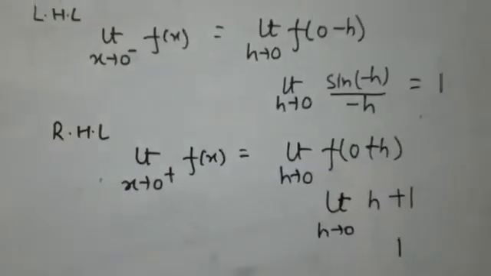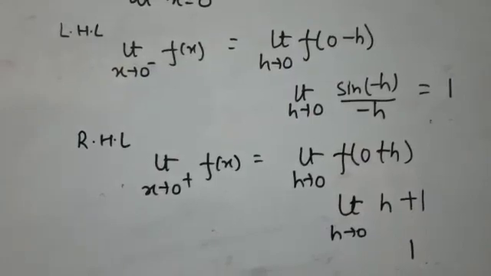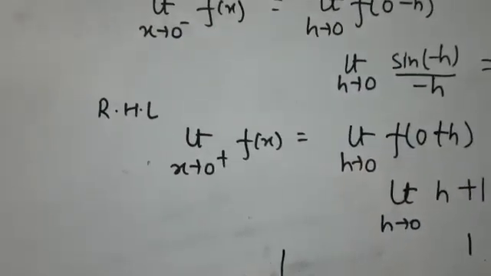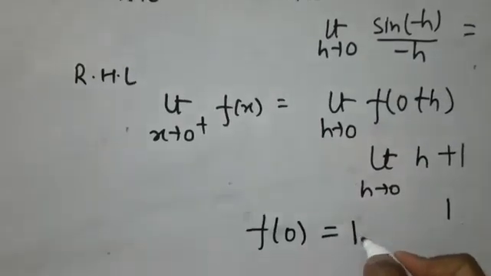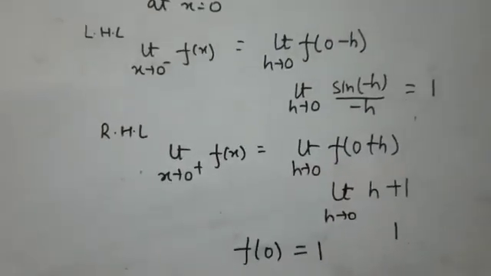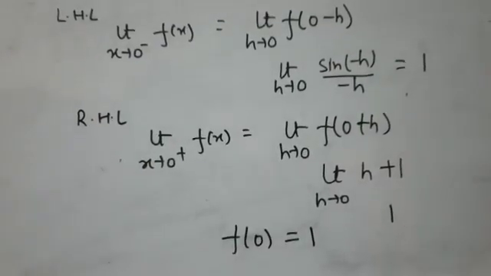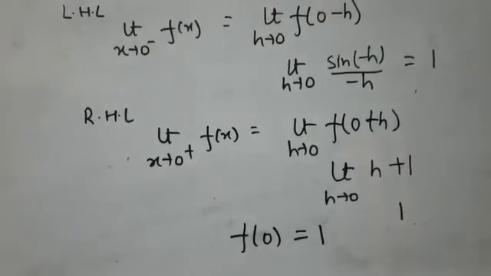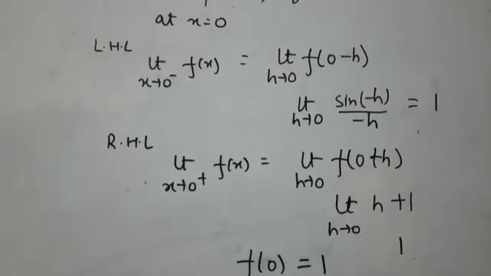So from this we conclude that our left hand limit is equal to the right hand limit, and at 0 the value of our function is 1. Okay, so we can say that left hand limit is equal to right hand limit, and at 0 the value for the function is 1. So our function is continuous at x equal to 0.